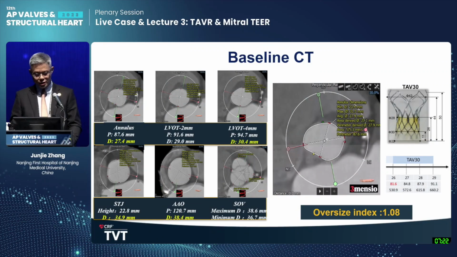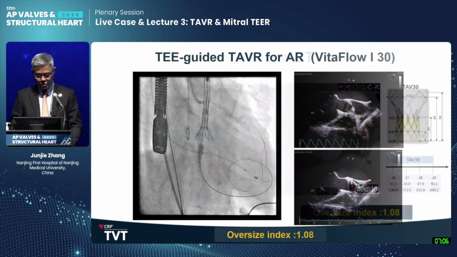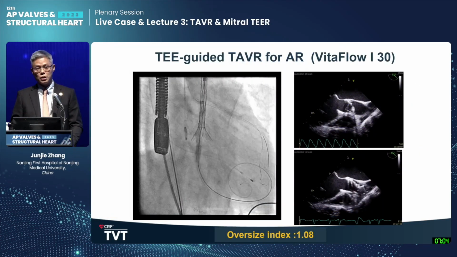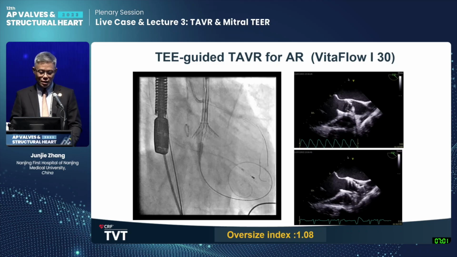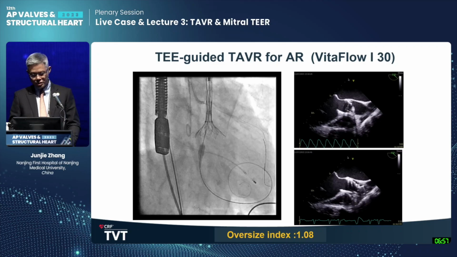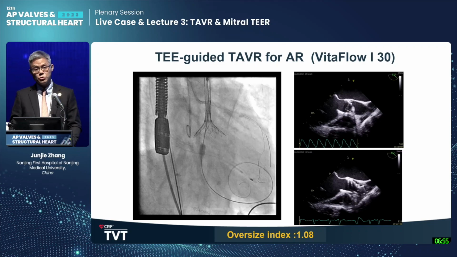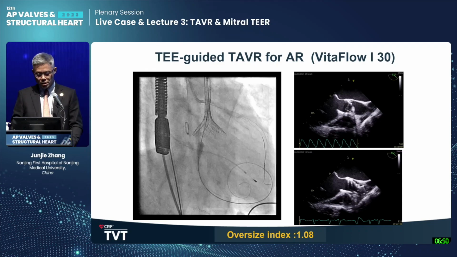So this is the CT analysis. You can see the annular diameter is 23 and the LVOT 4 millimeter below is 30, a dilated aortic root. So after CT analysis, the decision was made to select the VitaFlow 30 valve for the treatment of this patient. This patient was treated with TEE and angio guidance under general anesthesia. In this procedure, you can see we use the first-generation self-expanding valve. Actually, it's a non-retrievable valve.